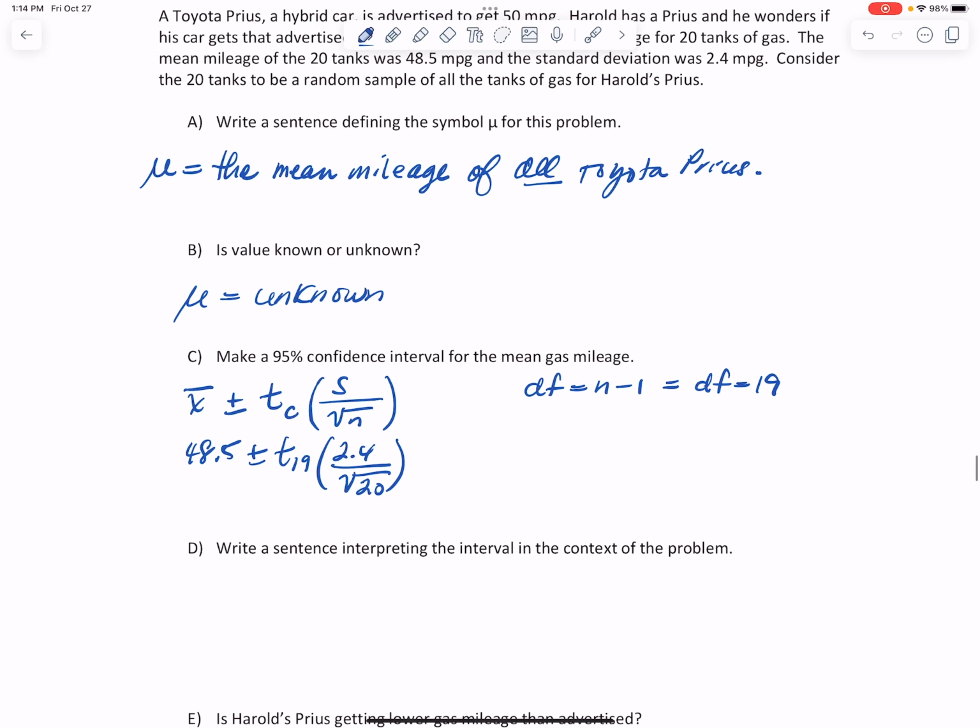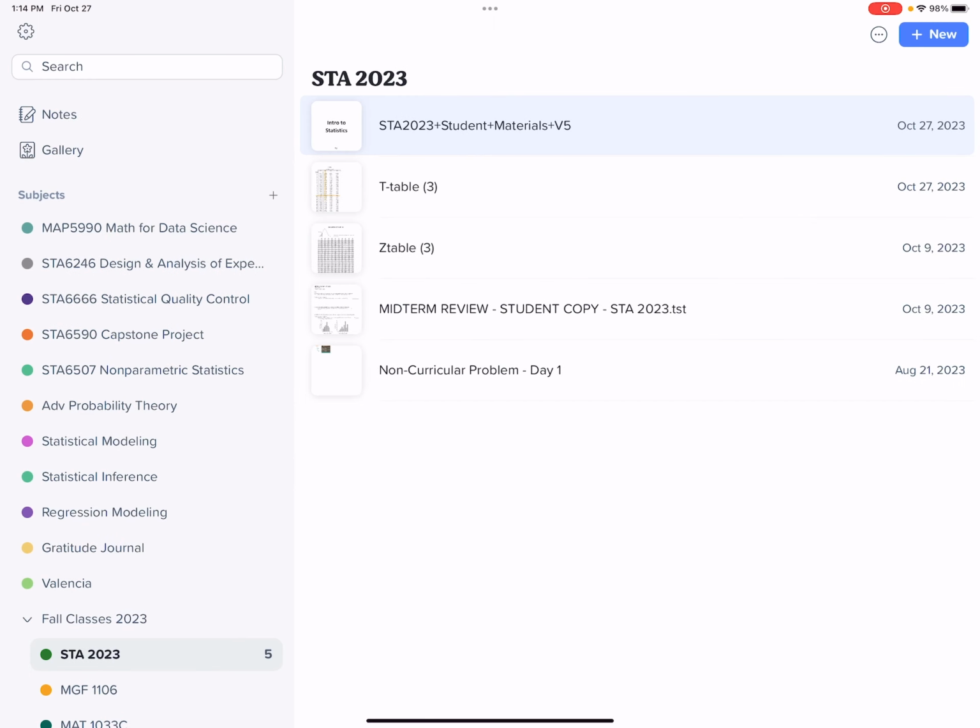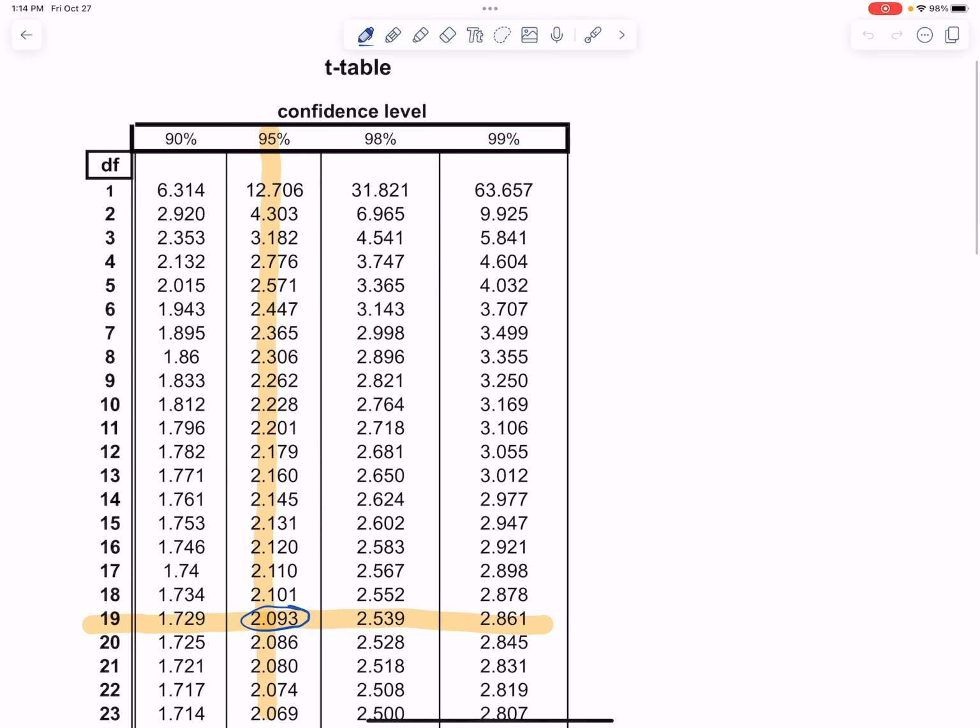So I'm going to open up the t-table to find my t critical value. The first thing I need to do is make sure I'm in the correct column. Since we're dealing with a 95% confidence interval, we're in the right column. Then I find the degrees of freedom on the left-hand side, which will be 19, and go across. Where the two colors meet is my critical value.